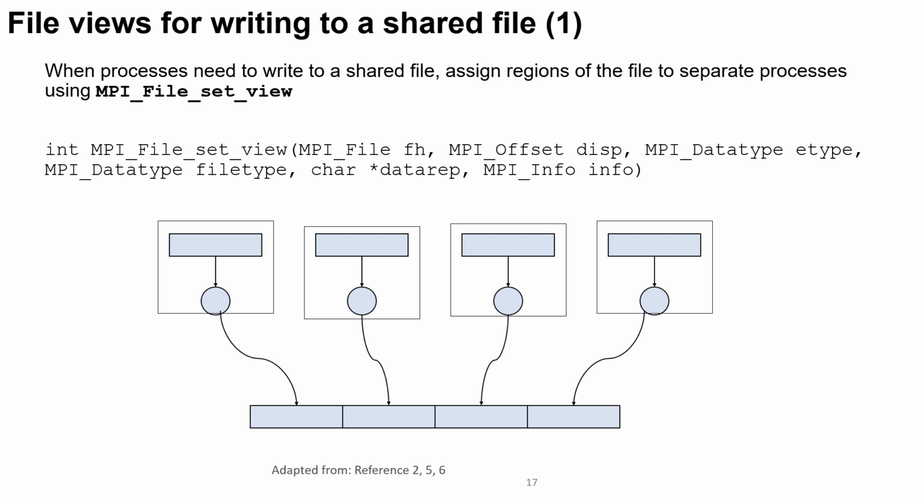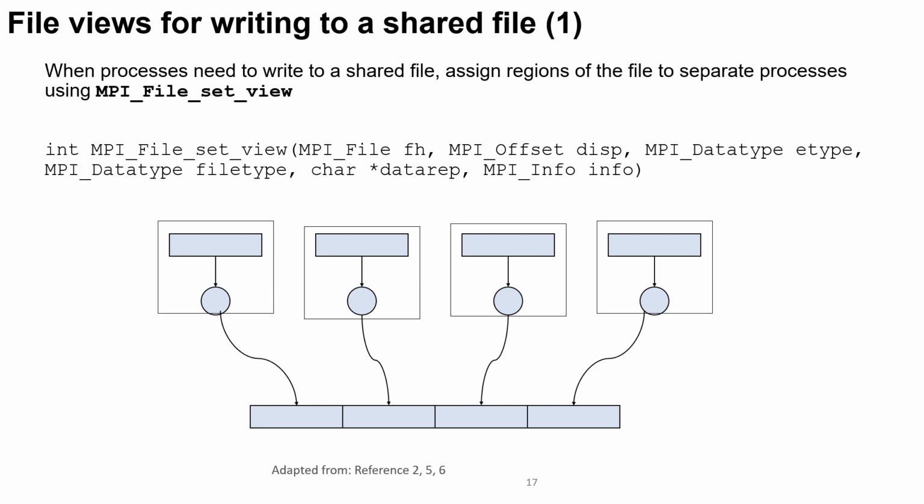And on the slide here, we are revisiting the desired I/O pattern that we saw previously. So when we have processes that need to write to a shared file, we need to assign regions of the file to separate processes using, like I said, some mechanism. And here the mechanism is MPI file set view.